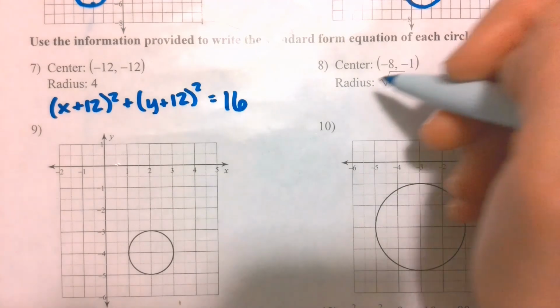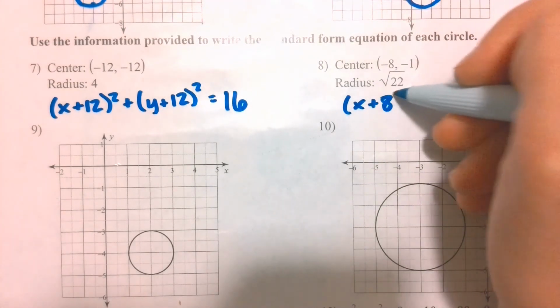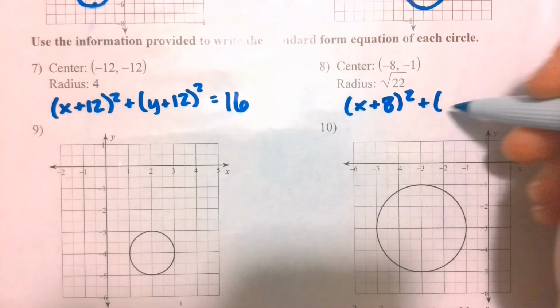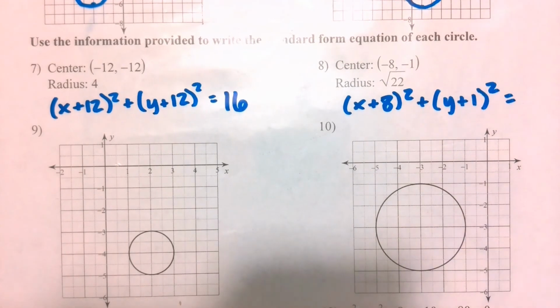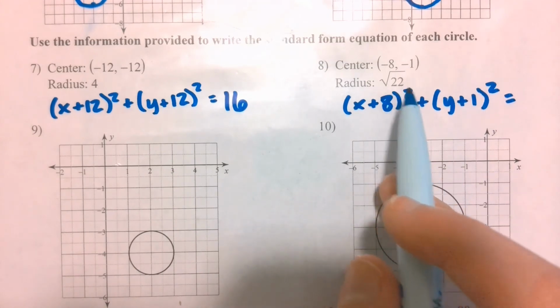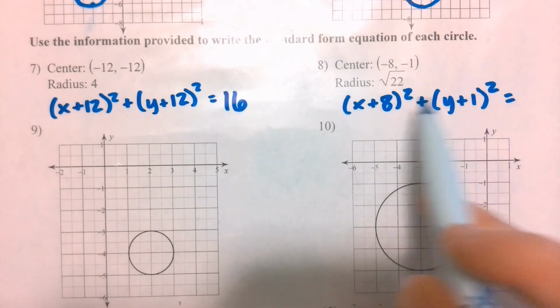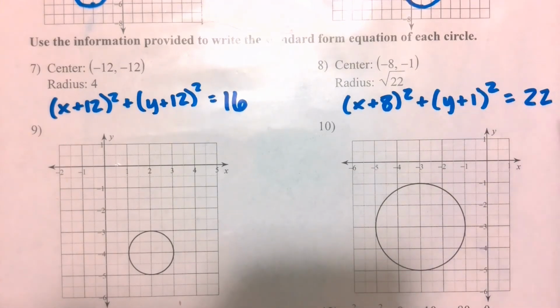Okay, same thing with number 8. I've got an x minus -8, y minus -1. And then what's nice about this is that it looks messy to have radical 22, but when I put it in my equation, it's that radius squared. So when I square the square root of 22, I'm just going to get 22.